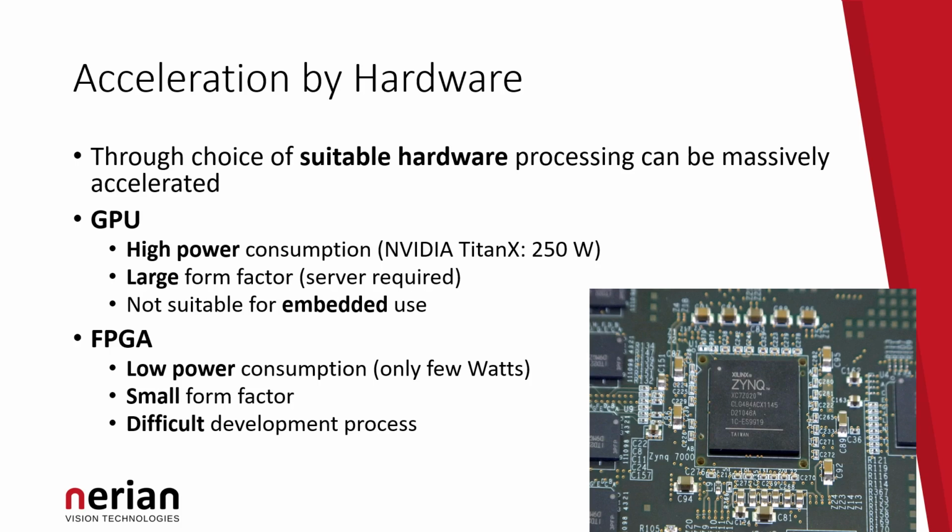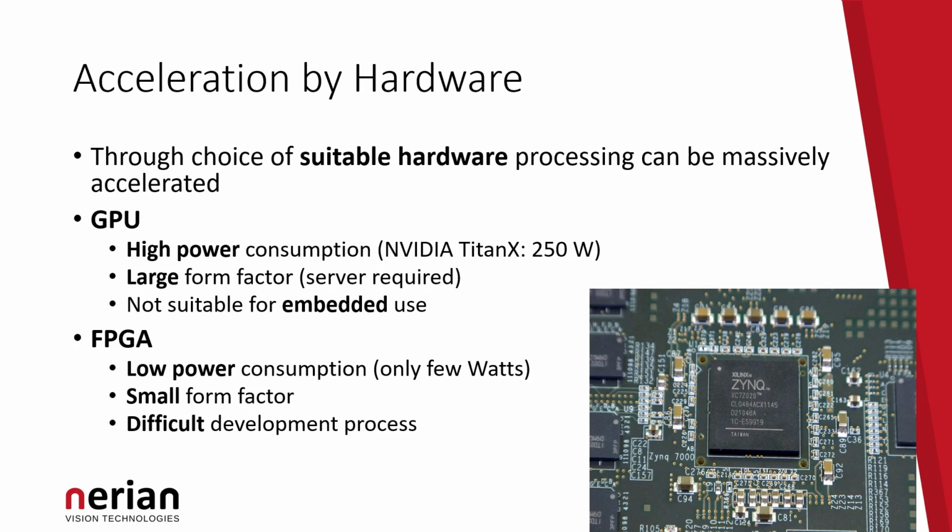Now, in order to speed things up, we need to choose suitable hardware that is capable of massively parallel processing. And there are actually two options here. So first, we can use graphics processors or GPUs. The advantage with GPUs is that they can be programmed comparatively easily, but they have a very high power consumption. Also, GPU-based systems typically require a very large form factor because you require an entire server. And this is why these GPU-based systems are typically not suitable for embedded use cases.